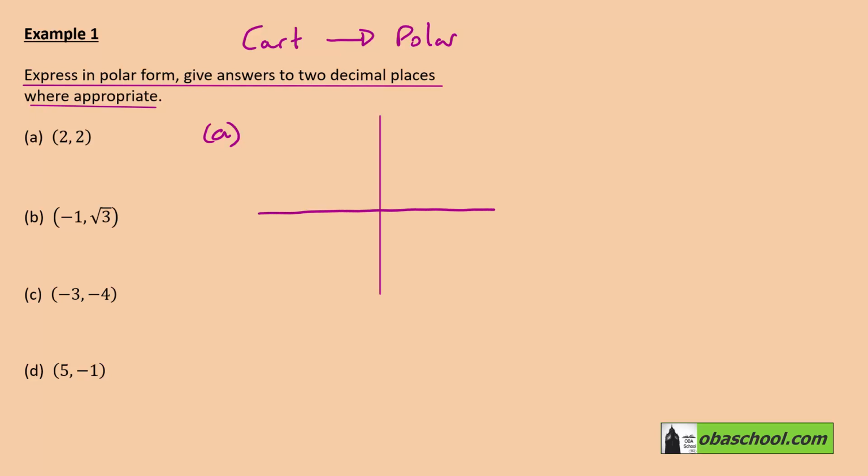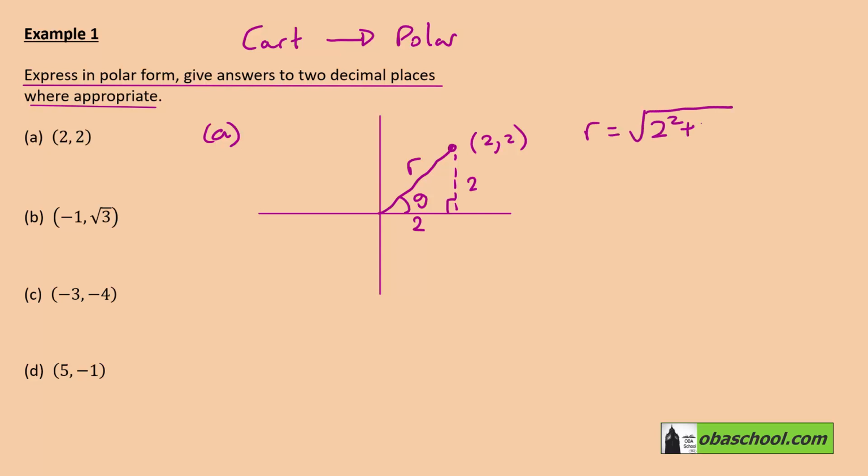So if we sketch where (2, 2) is, it's here. So it's at the point (2, 2), which means this distance is 2, this distance is 2. This will be a right-angled triangle. We're interested in r and theta. Using Pythagoras, r would be the square root of 2 squared plus 2 squared, which is the square root of 8, which you can write as 2 root 2.